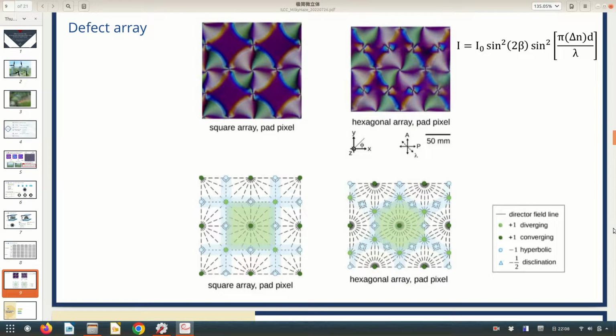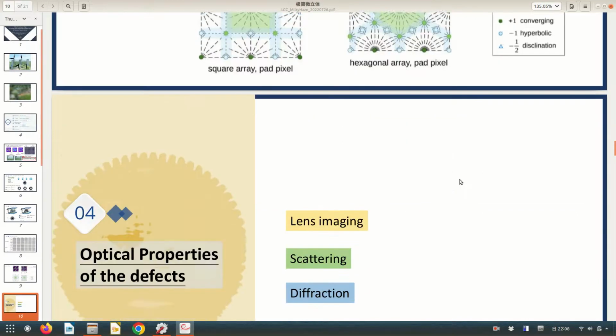Okay, when the defect array is created, then we put it under a polarized optical microscope and we just observe it. The birefringence colors and the brightness are related to the polar angle and the azimuthal angle of the liquid crystal directors. We can just use those information to derive the director field. And again, we can identify the topological defects with the brushes right here. Okay, so this is our observation.